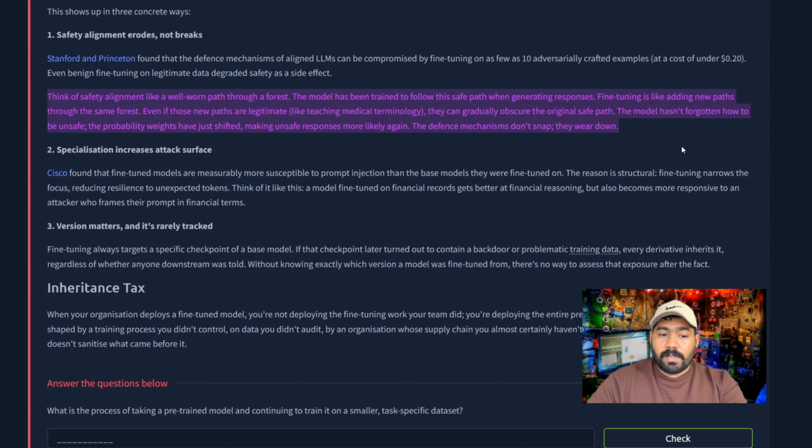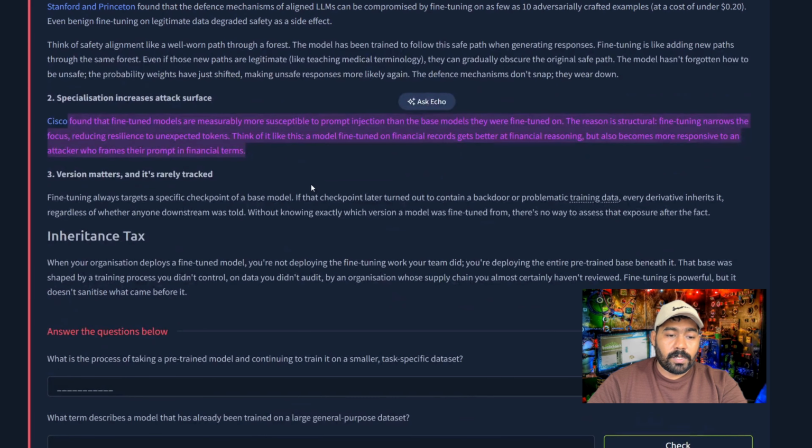Second, specialization increases the attack surface. Cisco found that fine-tuned models are measurably more susceptible to prompt injection than the base model they were fine-tuned from. The reason is structural. Fine tuning narrows the focus, reducing resilience to unexpected tokens. Think of it like this: a model fine tuned on financial records gets better financial reasoning, but also becomes more responsive to an attacker who frames their prompt in financial terms. Okay, that's a point we have to look into.